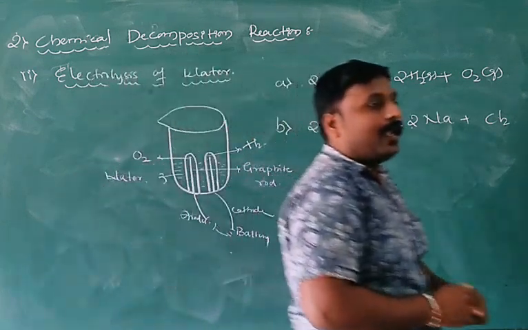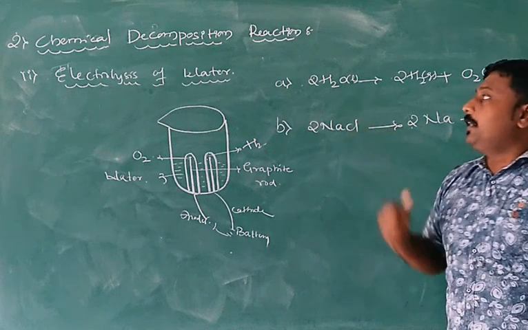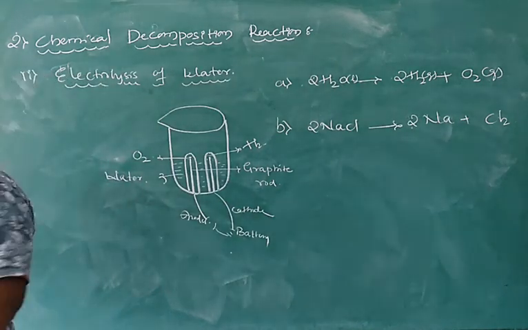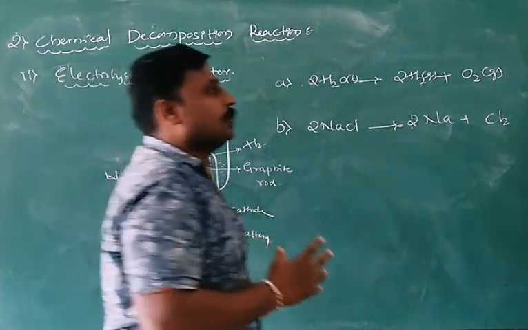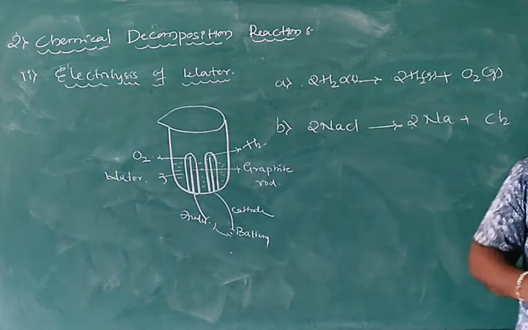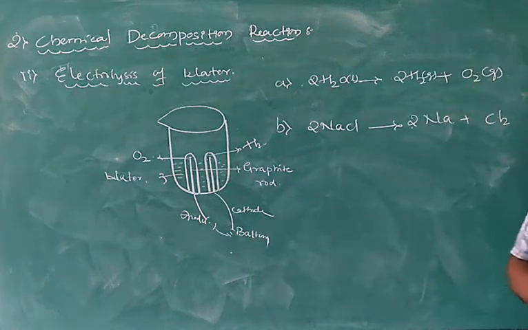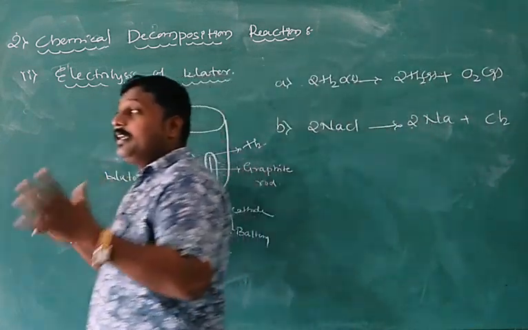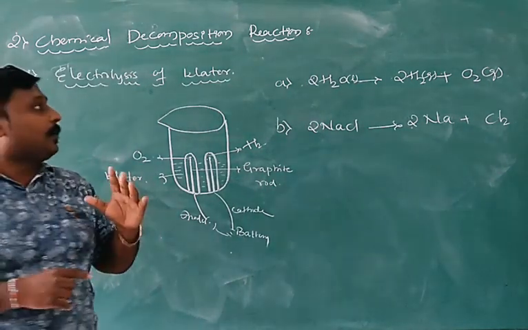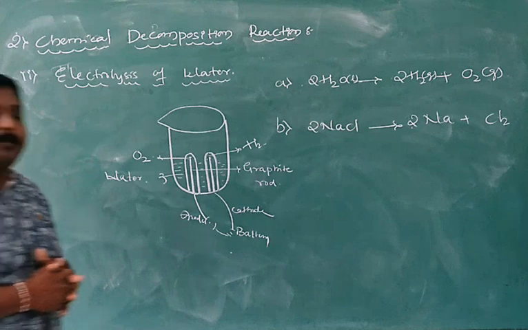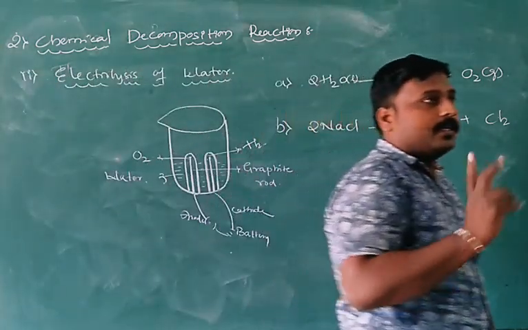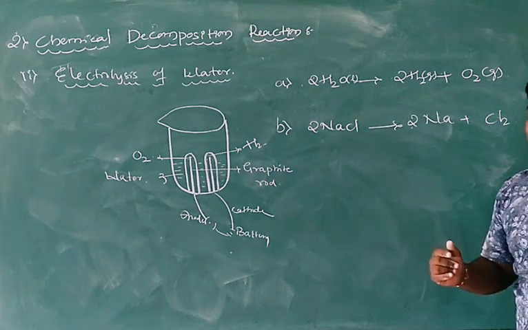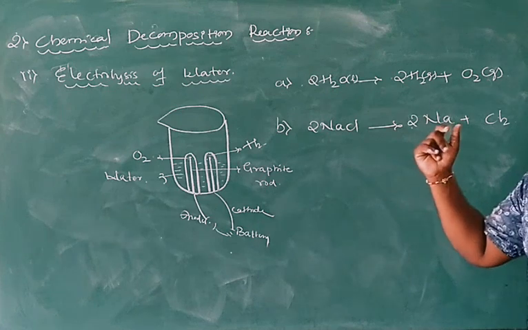Today we discussed chemical decomposition reactions. A chemical decomposition reaction means a single reactant breaks down to form two or more products. There are totally three types of chemical decomposition reactions. The first one is thermal decomposition, the second one is electrolysis, and the last one is photolysis.